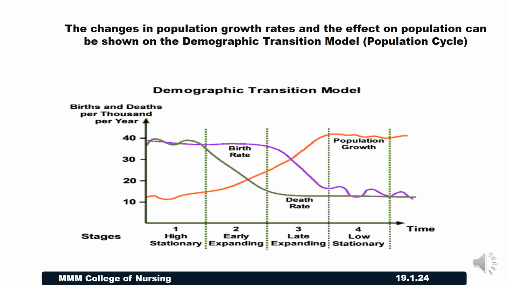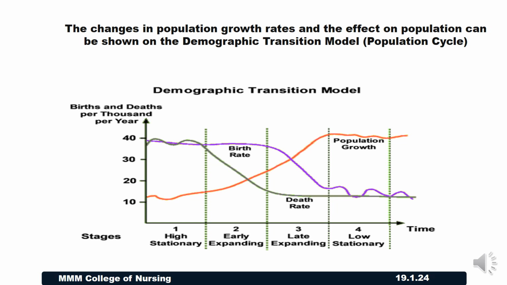This is the population cycle, the demographic transition model. The changes in the population growth rate and the effect on population can be shown in this demographic transition model, otherwise called the population cycle. Here, in the x-axis they have mentioned the time and the various stages of demography. In the y-axis, birth and deaths per thousand per year.